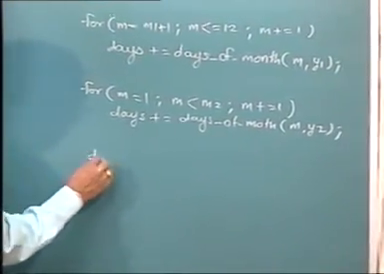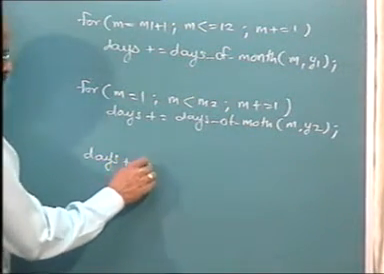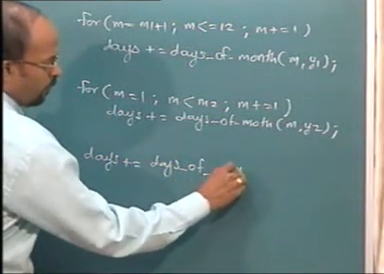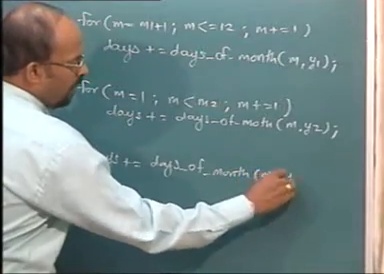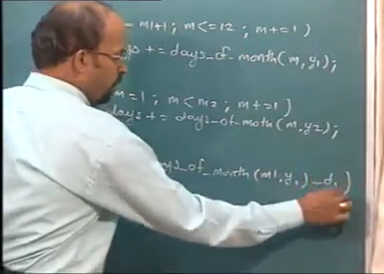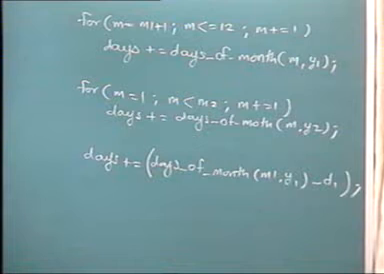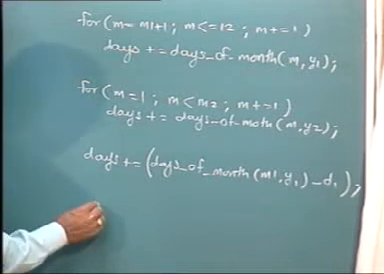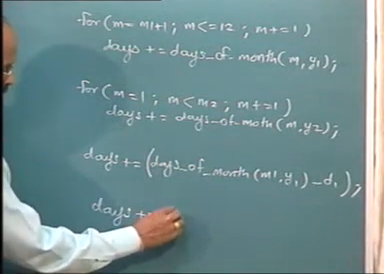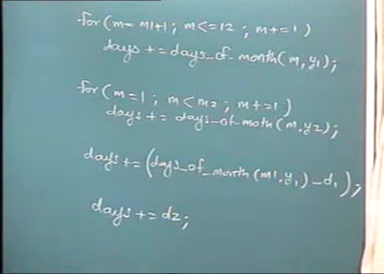Then days plus equal to days of month m1 comma y1 minus d1. Right? This is all we have written. And then days plus equal to d2. Should give me the answer, right?